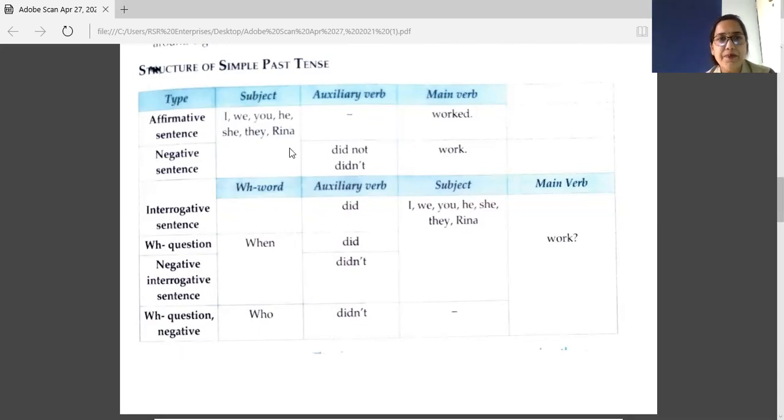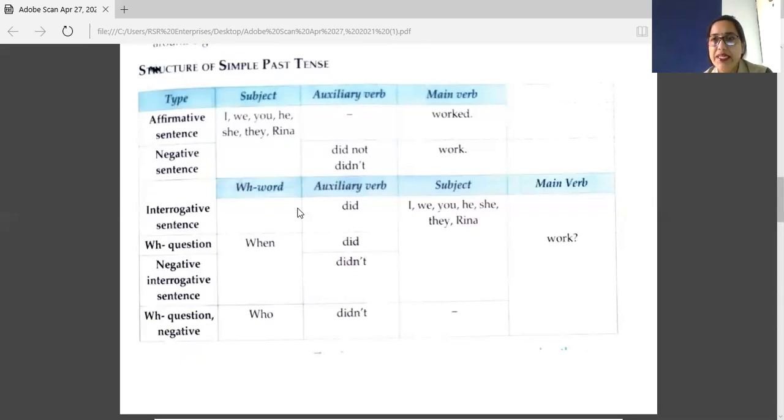So your sentence becomes, I did not work. You will not write worked here. That is wrong. You have to use first form of verb. So we have work. She did not work. They did not work or didn't work. Right?